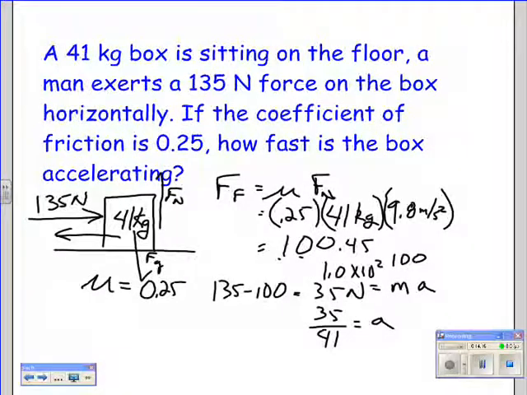How fast is it starting to move? So that's like what? 0.85 meters per second squared. Again, we've got two significant digits.